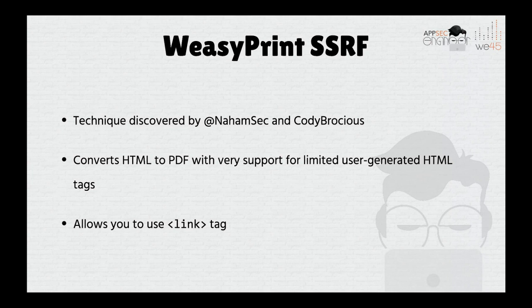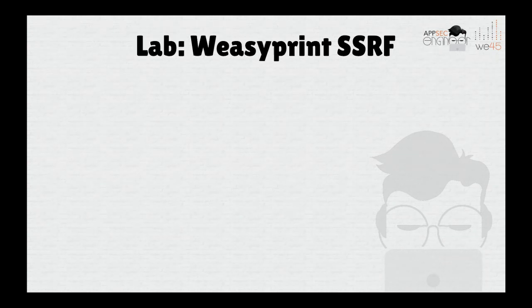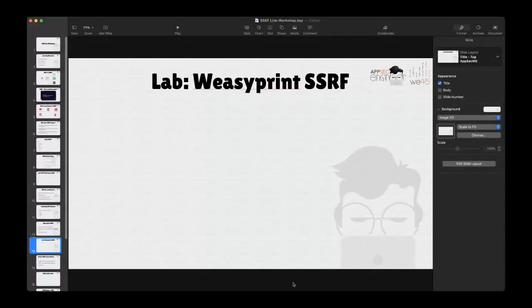So WeasyPrint allows you to use the link tag. If you don't validate what is going into your HTML that is being processed finally as a PDF, then it could be very dangerous because somebody could embed a link tag in there, and they could source that link tag to /etc/passwd or 169.254 or some other third party URL and cause all kinds of security issues, right? So our next lab is going to be a walkthrough of our lab on WeasyPrint. I'm going to just share my screen and we should be able to get started with that.